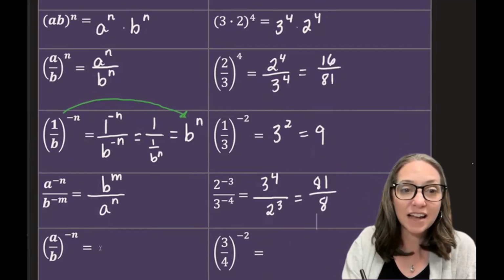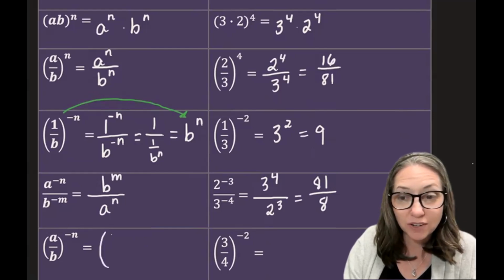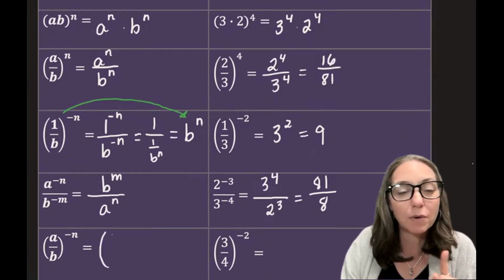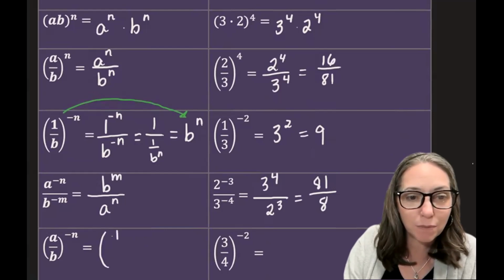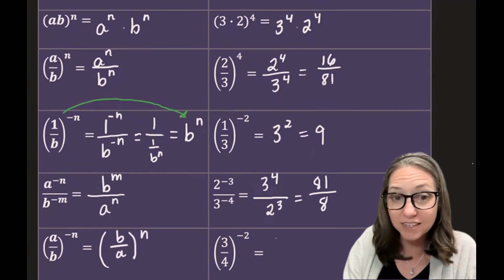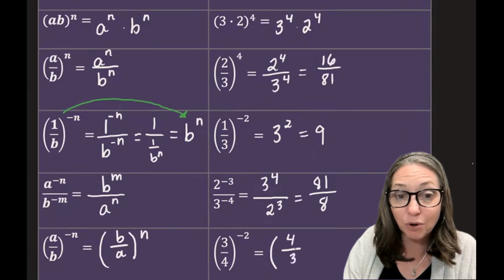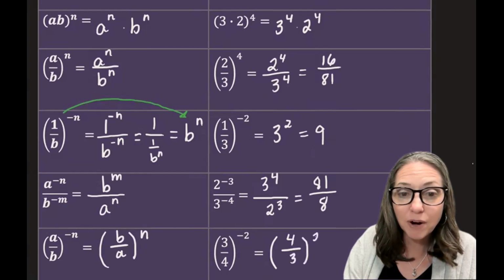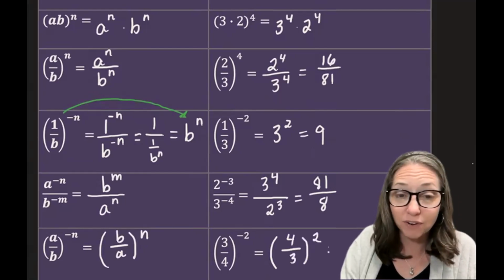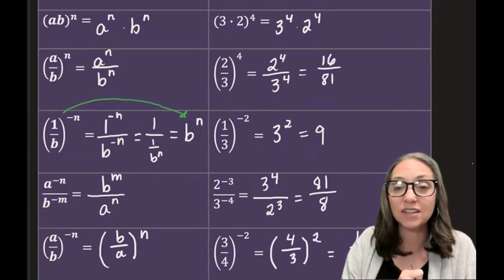All right, and the last property in this list, a fraction to a negative exponent. I'll skip the explanation, but you flip the fraction and make the exponent positive. So that is equivalent to b over a all to the power of positive n. So a fraction to a negative exponent, quick little shortcut, you flip that fraction, take its reciprocal, so it becomes 4/3 to the power of positive 2. Now we already learned we can square both the numerator and denominator, so that would turn into 4 squared, which is 16, over 3 squared, which is 9.